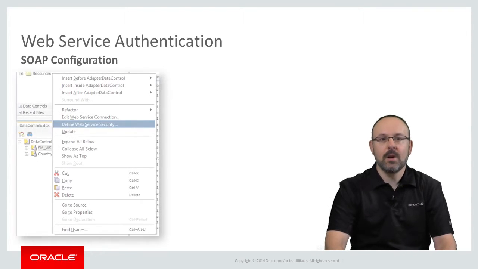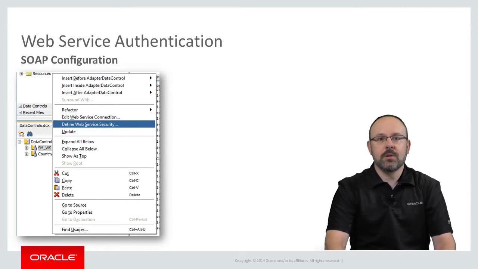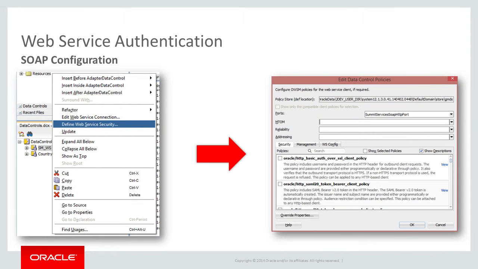To get started, you need to open the datacontrols.dcx file. When you do so, each of the data controls is listed in the structure pane. Simply right-click on the data control of your choice, then select the Define Web Services Security option in the contextual menu. This will bring up the Edit Data Control Policies dialog.